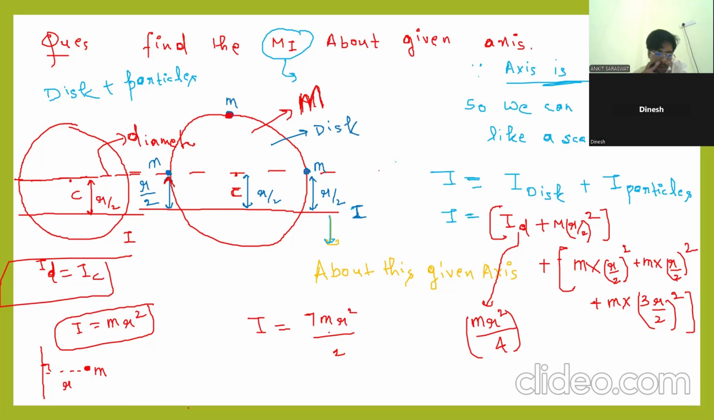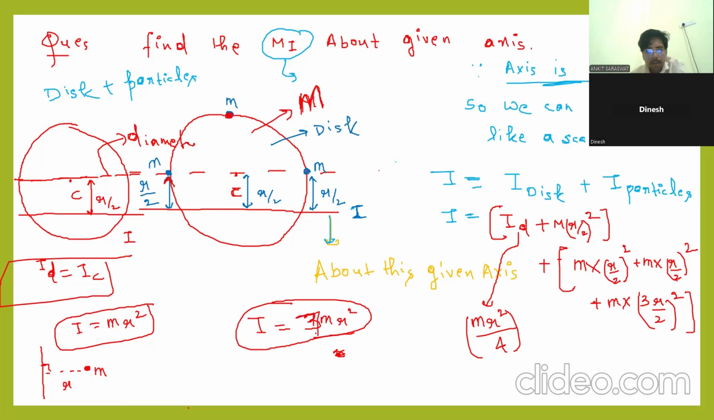Did you solve this? It is 3 mr square. You just solve, okay? Is it 13 mr square by 4? Not possible, beta. I think it is 7 mr square by 2.